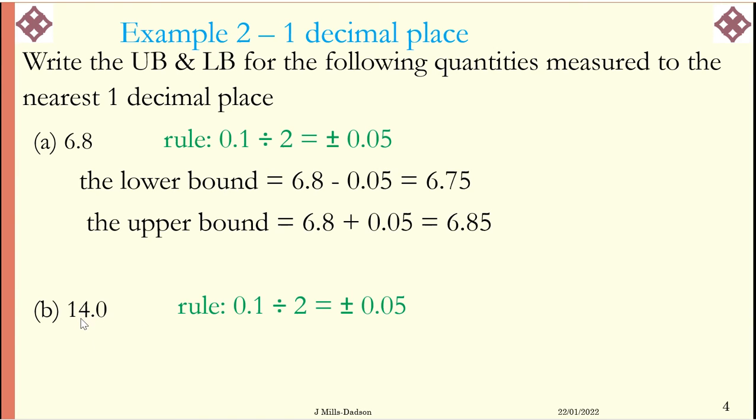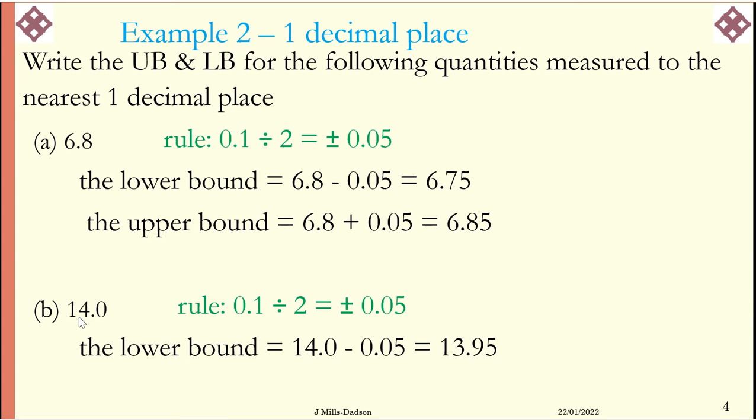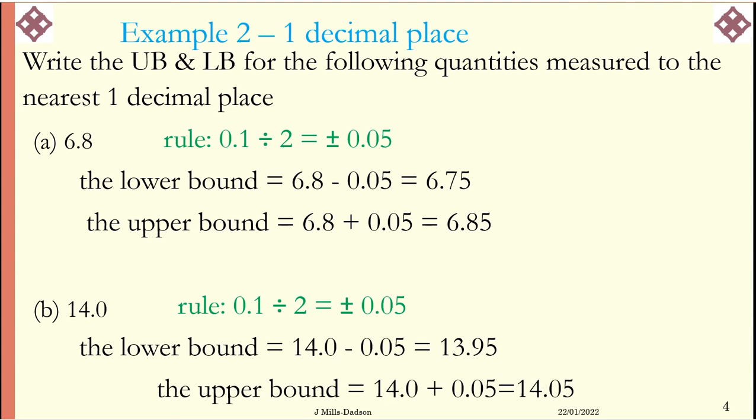Similarly, lower bound for 14 is 13.95, and upper bound is 14.05. So we always divide the given approximation clue by 2 to create a rule.